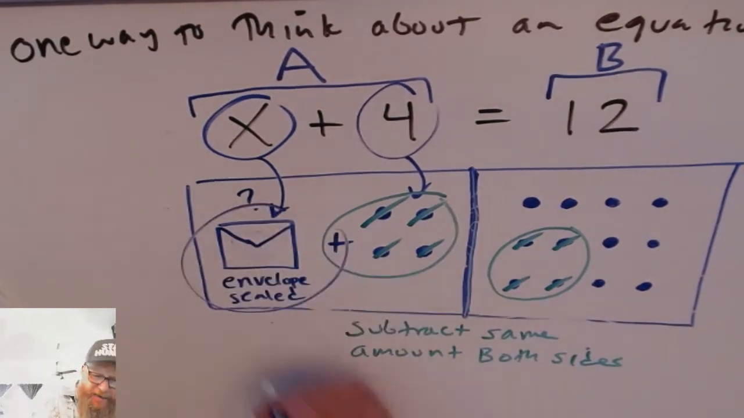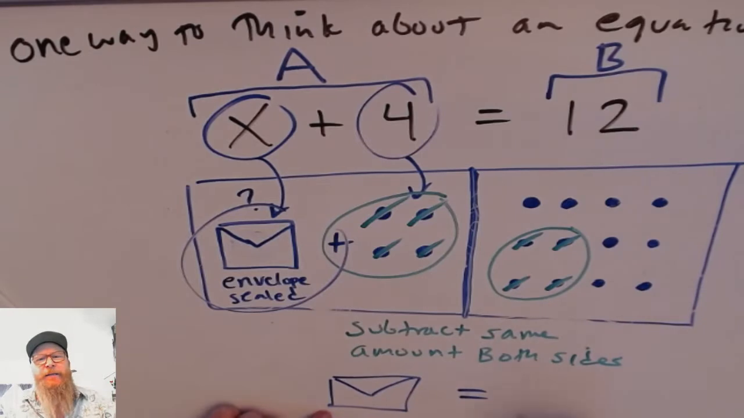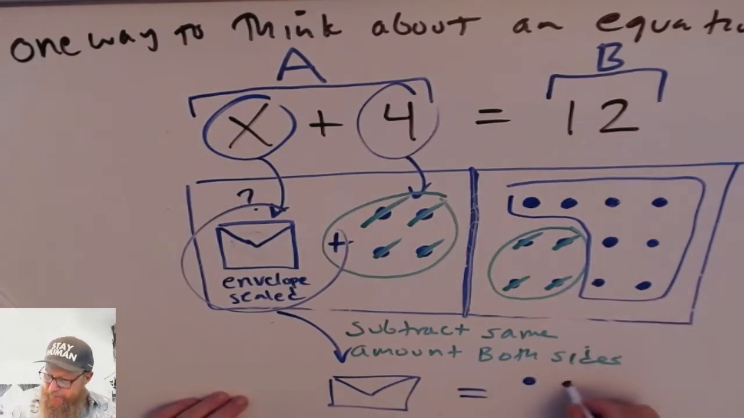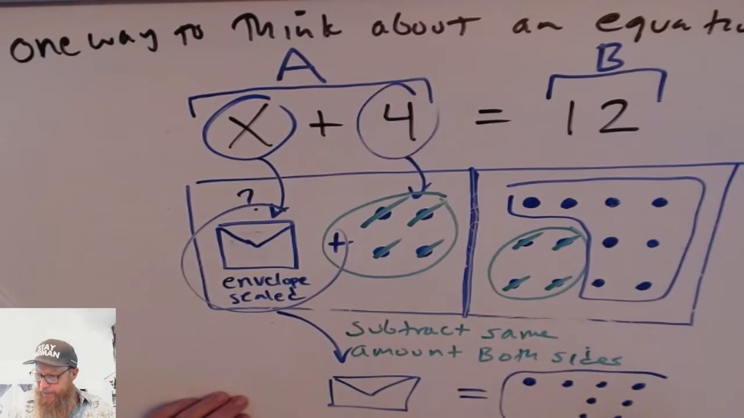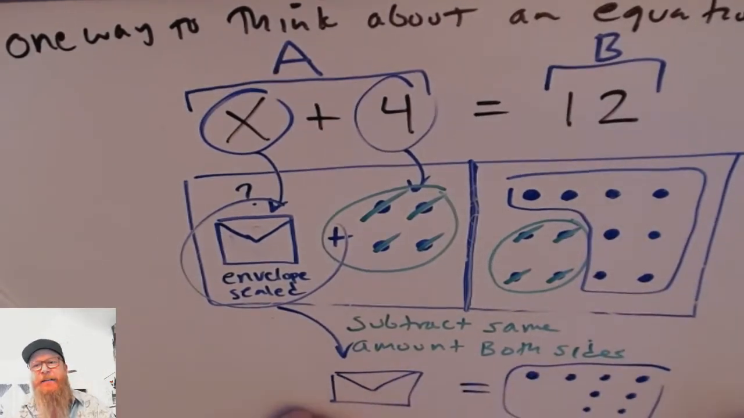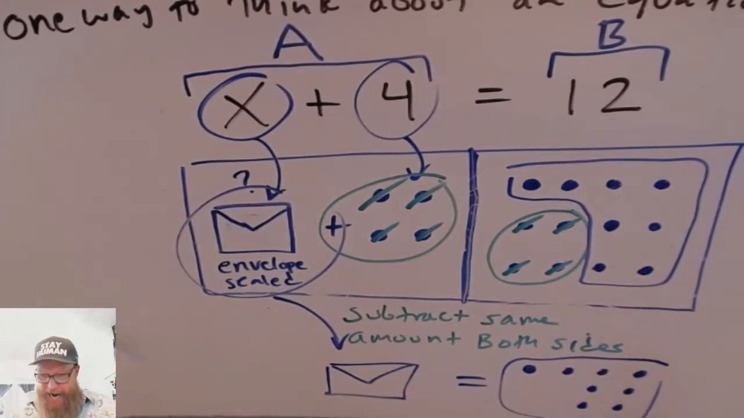And then you would get that the envelope, because you've gotten rid of all the tokens, is equal to however many tokens are left. So it looks like how many are left? 8. 1, 2, 3, 4, 5, 6, 7, 8. So there are 8 tokens left. And so we would say that x is equal to 8.